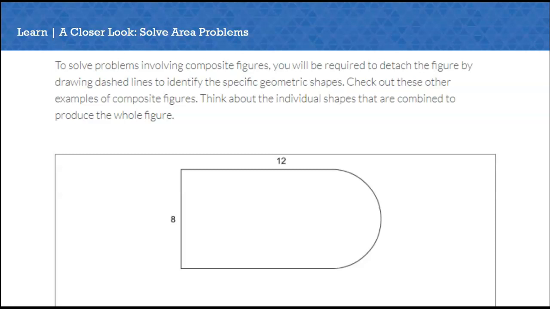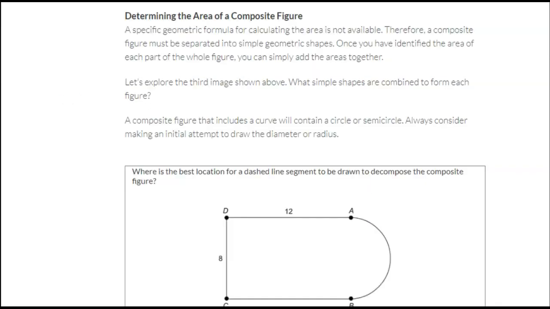So to solve problems involving composite figures, you will be required to detach the figure by drawing dashed lines to identify the specific geometric shapes. Check out these other examples of composite figures. Think about individual shapes that are combined to produce the whole figure.